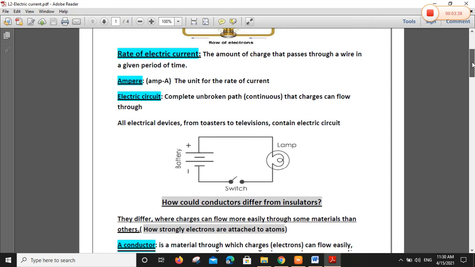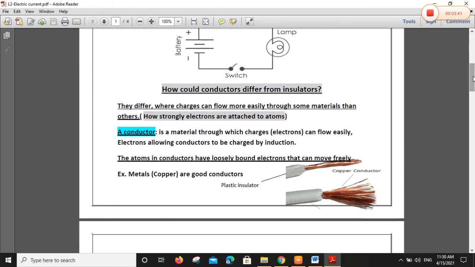How could conductors differ from insulators? They differ where the charges can flow more easily through some materials than others. They differ where charges can flow more easily. This is conductor. Cannot flow easily, this is insulator. So they differ where charges can flow more easily through some materials than others.